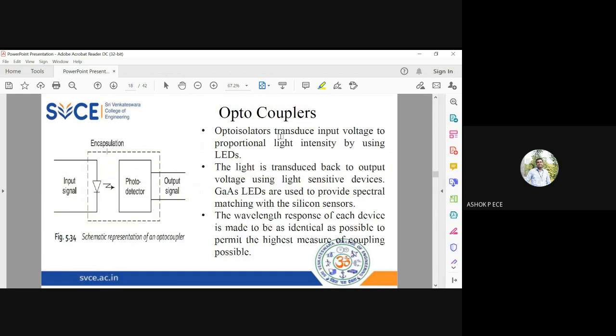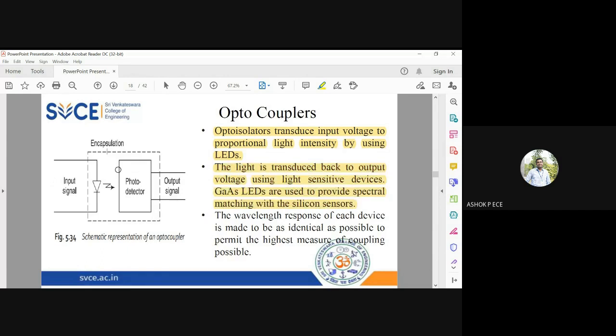So they convert the input voltage into proportional light intensity. How much input you are giving, that much intensity of light is produced by the LED. It is emitted as light from the LED. So the light is converted back into the electrical signal using the detectors.